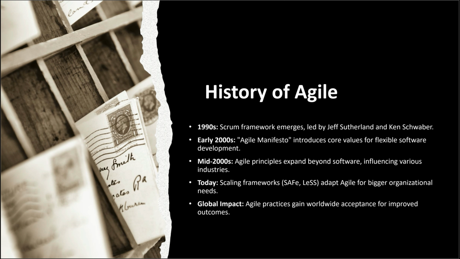The mid-2000s marked a turning point as Agile principles exceeded the realm of software. They spread like wildfire into diverse industries, from marketing to manufacturing. It's transforming how work is approached and executed. Fast forward to today, where Agile continues to evolve. For larger organizations, scaling frameworks like SAFe, Scaled Agile Framework, and LeSS, Large-Scale Scrum, have been developed. Those enable the application of Agile principles across complex projects and enterprises.